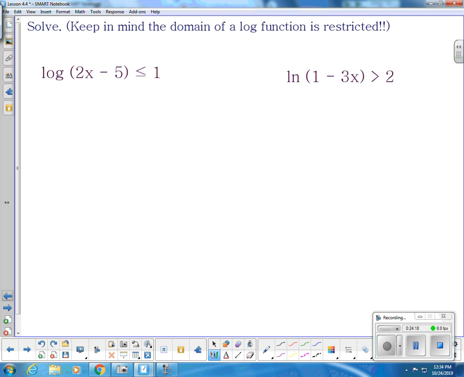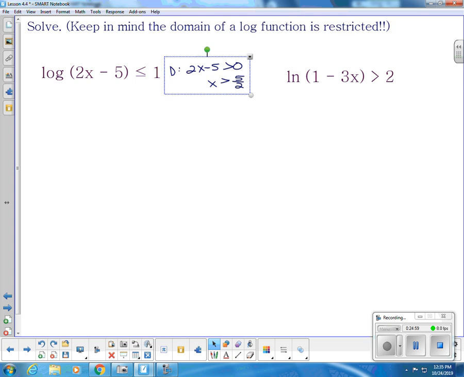One more slide. Now, these are weird. First of all, you need to figure out what the domain is. So remember, the domain of the normal guy, anything after the word log has to be greater than or equal to 0, has to be positive. So we're going to go to the side and say my domain is 2x minus 5 is greater than 0. So that means x has to be greater than 5 over 2. So in the back of my head, that's my domain.